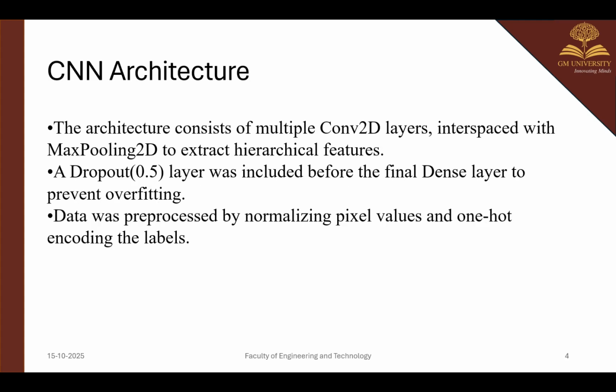CNN architecture: the architecture consists of multiple Conv2D layers interspersed with MaxPooling2D to extract hierarchical features. A dropout layer of 0.5 was included before the final dense layer to prevent overfitting. Why are we using the dropout layer? Because we need to prevent overfitting, where the model accuracy will not be good. Data was pre-processed by normalizing pixel values and one-hot encoding the labels.